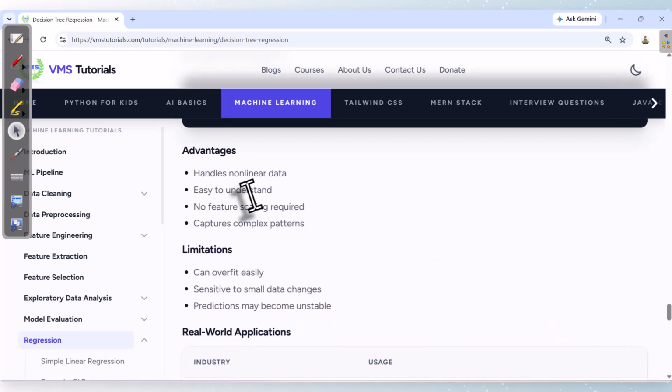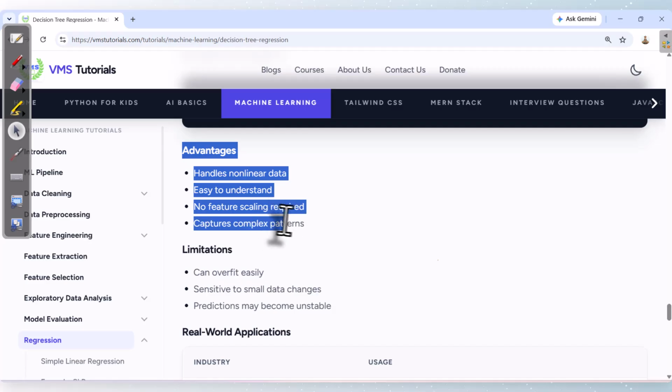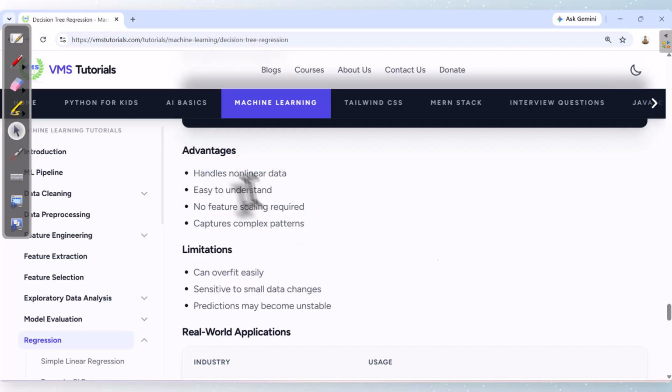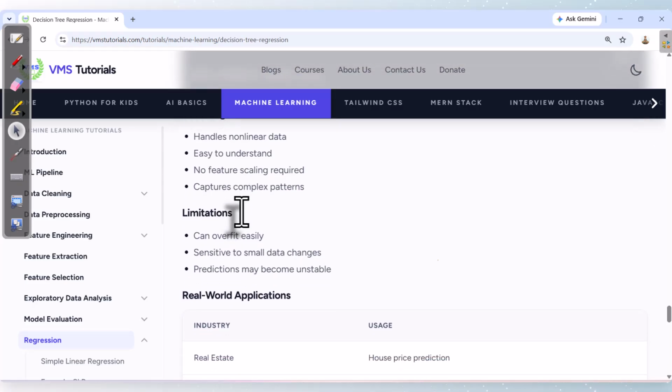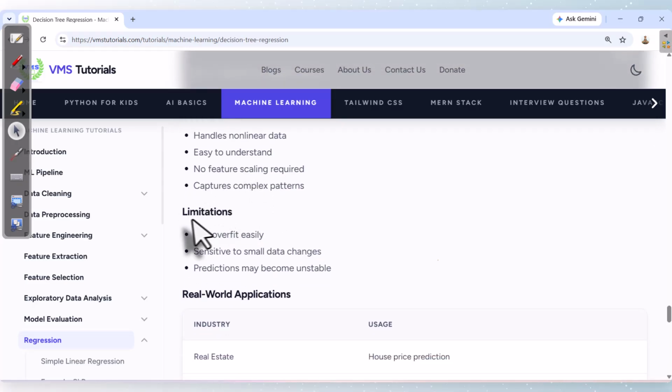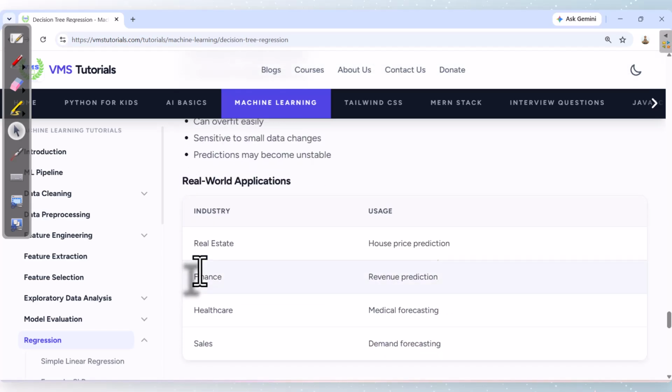The advantages of decision tree regression: it can work for nonlinear data and it is easy to understand. No feature scaling is required. It captures complex patterns also. The limitations: it can overfit easily if the decision tree size becomes big. It is sensitive to small data changes, and predictions may become unstable in a few cases.